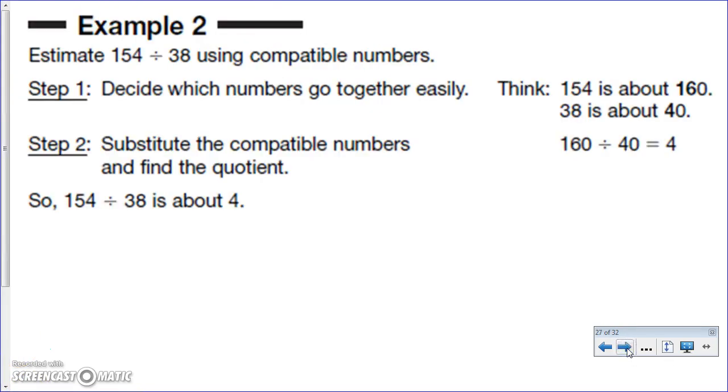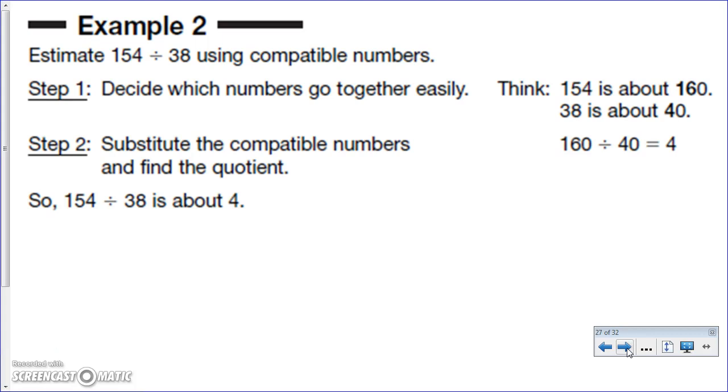Example 2. Estimate 154 divided by 38 using compatible numbers. This is a little different than rounding because compatible numbers are numbers that go together that you can do mentally very easily. So with division, you're trying to find the closest division problem to the two numbers you have. The best way to do it is to look at the divisor, the second number. 38 is close to 40.